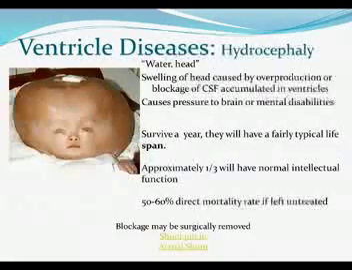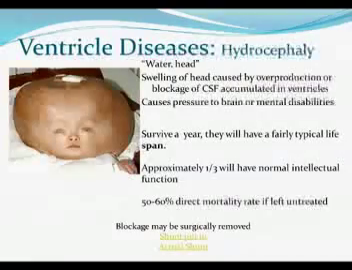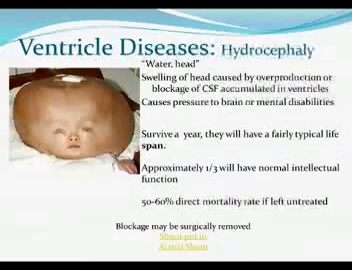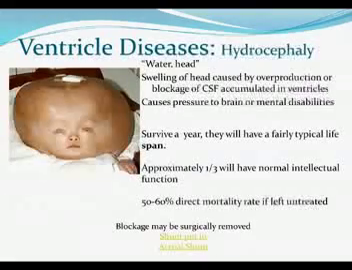A disease that you see with the ventricles is hydrocephaly. That person's head is swollen because, if you remember, the cranial bones haven't quite fused yet when you are born or when you're young, and so your brain's still developing. What's happening here is that you have an overproduction or a blockage of drainage for the CSF fluid.